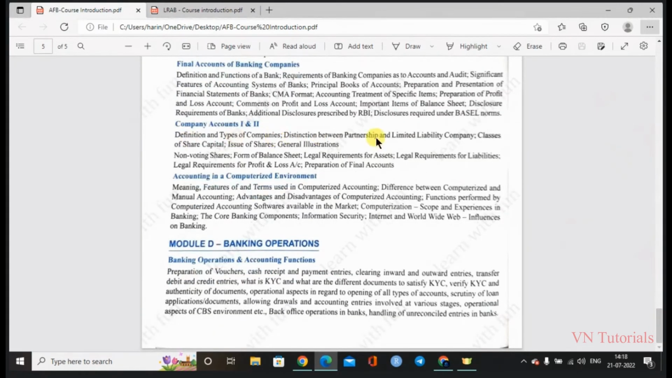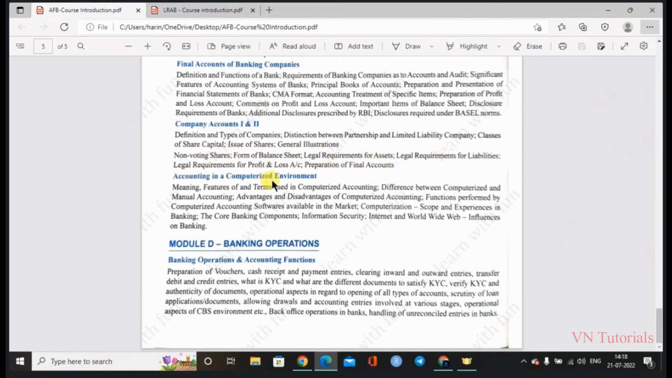Then under company accounts 1 and 2, we are going to see definition and types of companies, distinction between partnership and limited liability company, classes of share capital, issue of shares, general illustrations. Then non-voting shares, form of balance sheet, legal requirements of assets, legal requirements for liabilities, legal requirement for profit and loss account, preparation of final accounts.